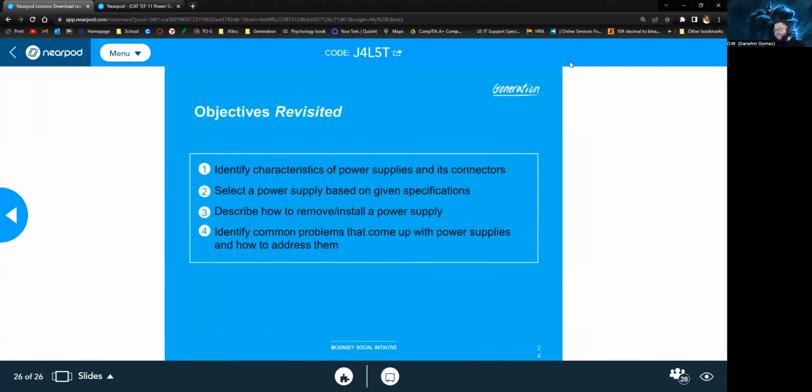Okay, I think that brings us to the end of our power supply session. By now, we should be able to identify the characteristics of power supplies and their connectors. We should also be able to select a power supply based on given specifications. We should be able to describe how to remove and install a power supply. And we should be able to identify common problems that come up with power supplies and how to address them.